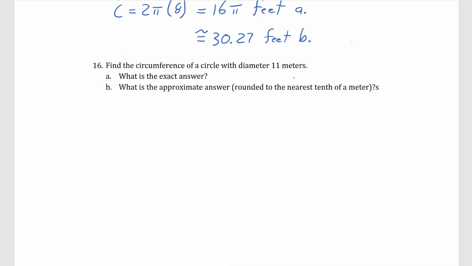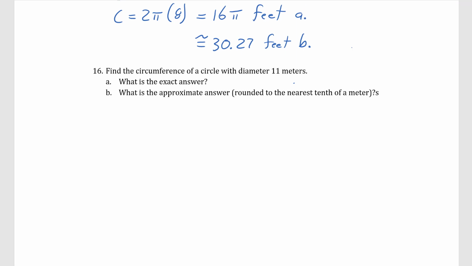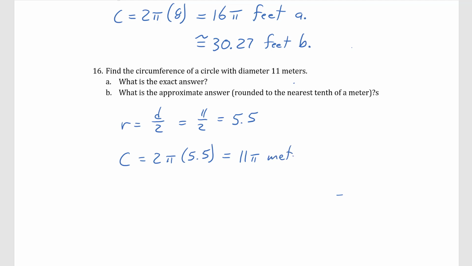For our very last question here, we have the circumference of a circle with a diameter of 11 meters. Notice it's not giving us the radius, so it's helpful to remember that the radius is equal to the diameter divided by 2. So in this case, it's 11 divided by 2, which you could also write as 5.5 if you like. Therefore, C is equal to 2 times pi times 5.5. To get an exact answer, we multiply the 2 and the 5.5 together to get 11. We leave the pi alone, just bring it along, so 11 times pi. That is in meters. That is our exact answer, answer A.